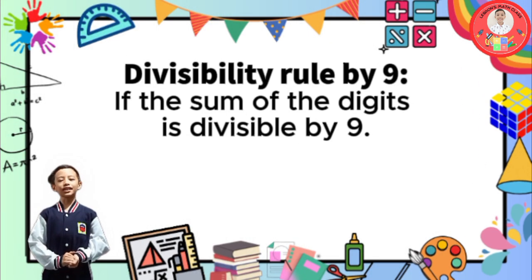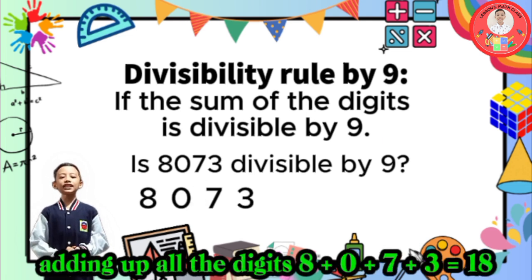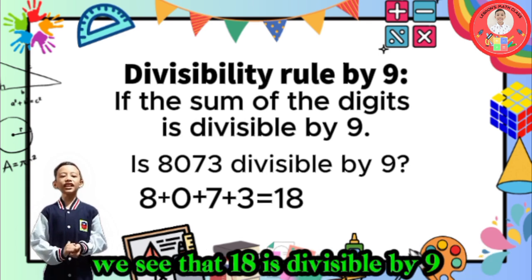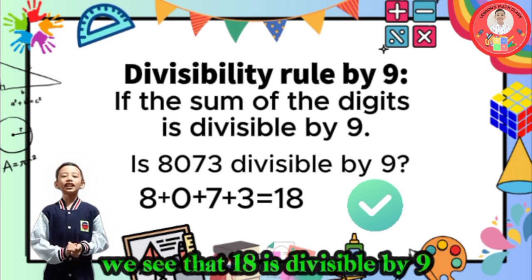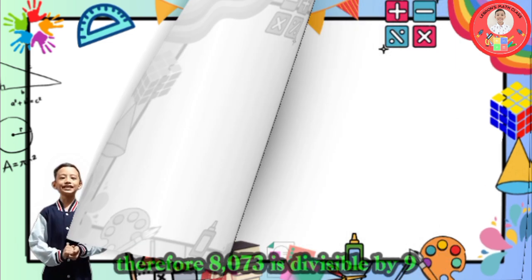Divisibility rule by 9. If the sum of the digits is divisible by 9. Question: Is 8,073 divisible by 9? Adding up all the digits, 8 plus 0 plus 7 plus 3 equals 18, we see that 18 is divisible by 9. Therefore, 8,073 is divisible by 9.